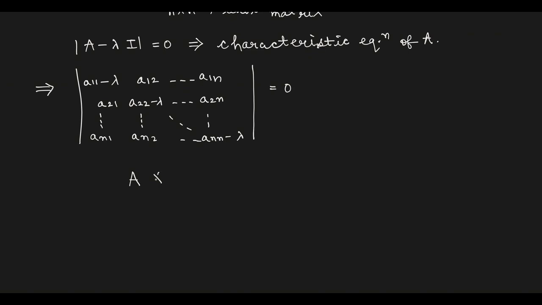Now if Ax equals lambda x, here A is the given n cross n matrix. What does x denote? Vector. Eigenvector. Lambda is the eigenvalue. X denotes the eigenvector.